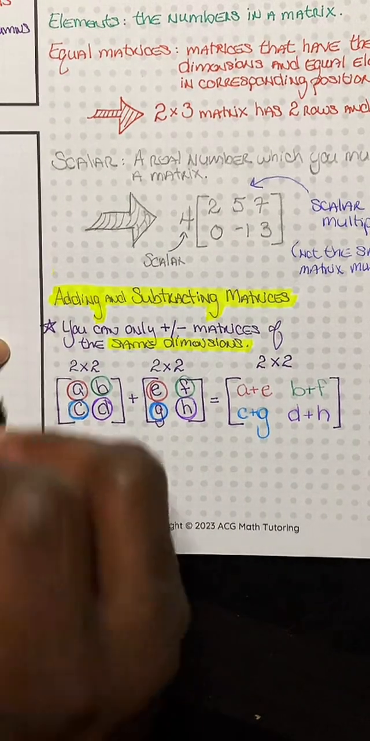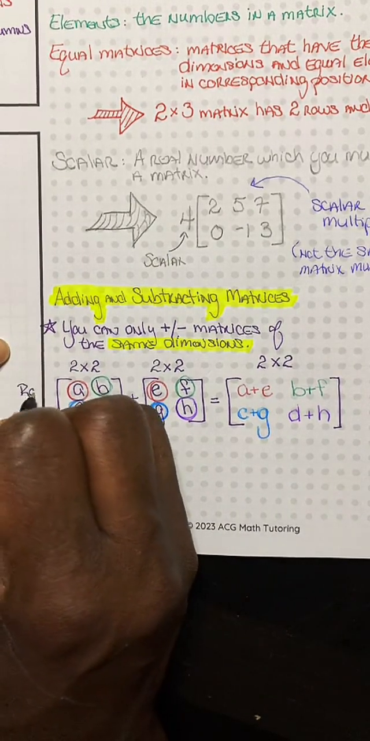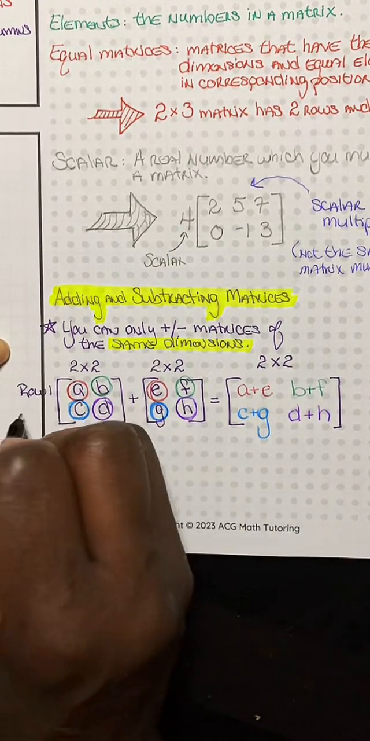So first row, I'm going to say row 1. That's row 1.